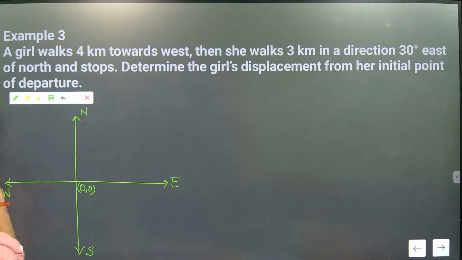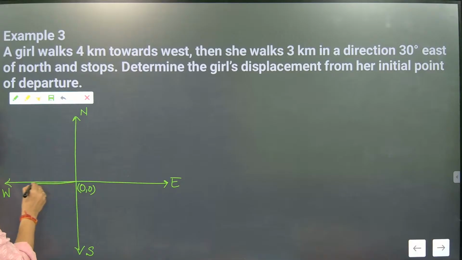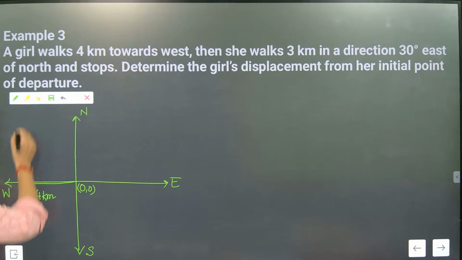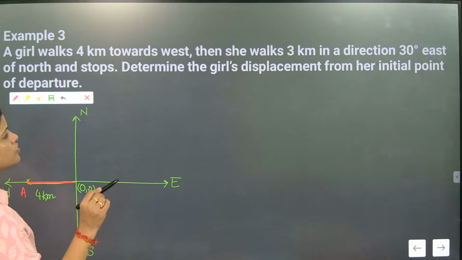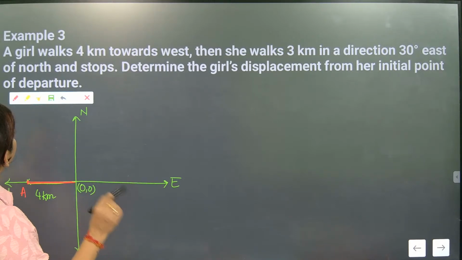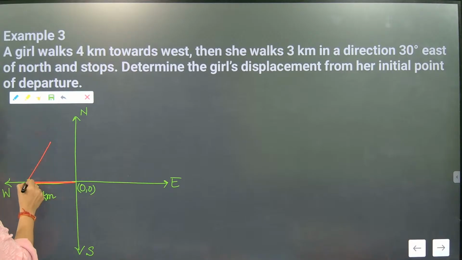Now what they are telling here is a girl walks 4 kilometers towards west. So how much distance did she cover towards west, beta? 4 kilometers. Done now? She went 4 kilometers west. So we will put this point as A. After that, what did she do? Then she walked 3 kilometers in a direction 30 degrees east. How many kilometers did she go? She went 3 kilometers.